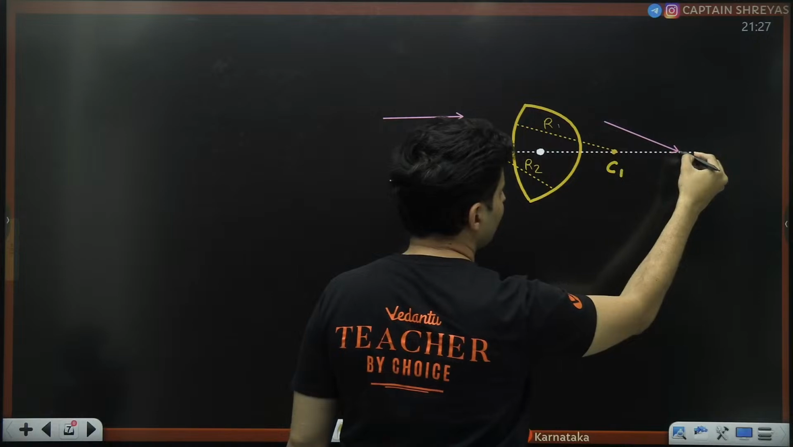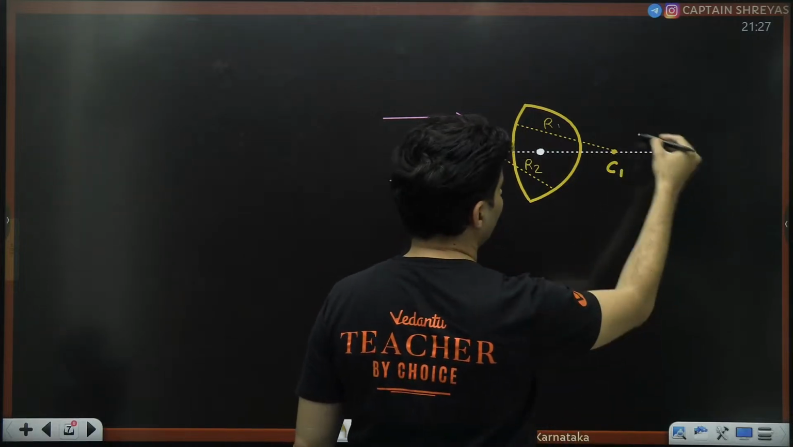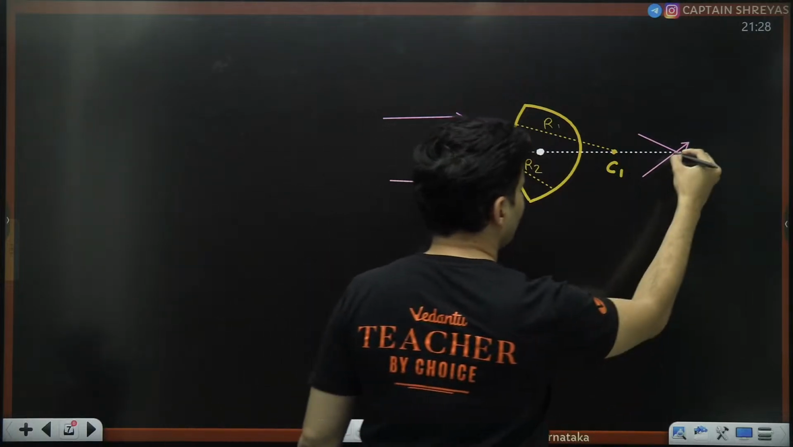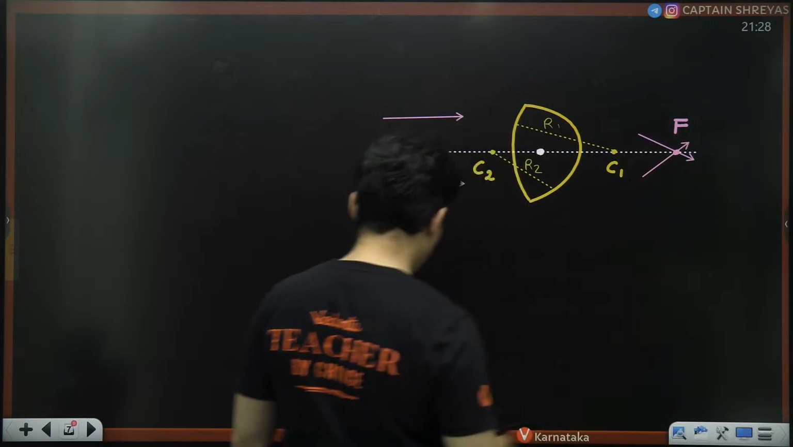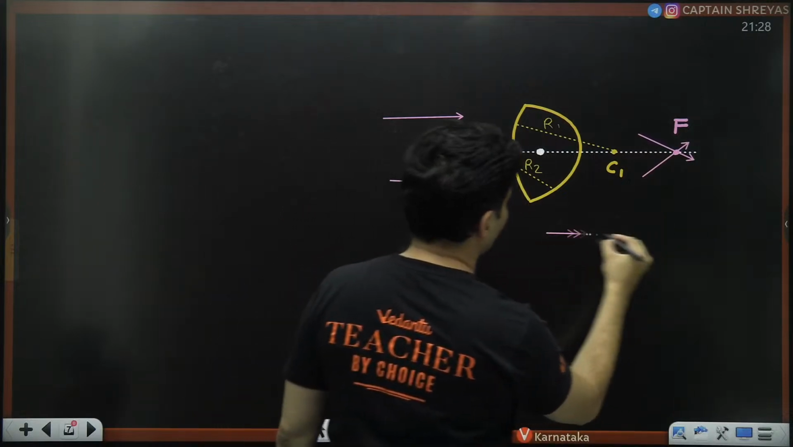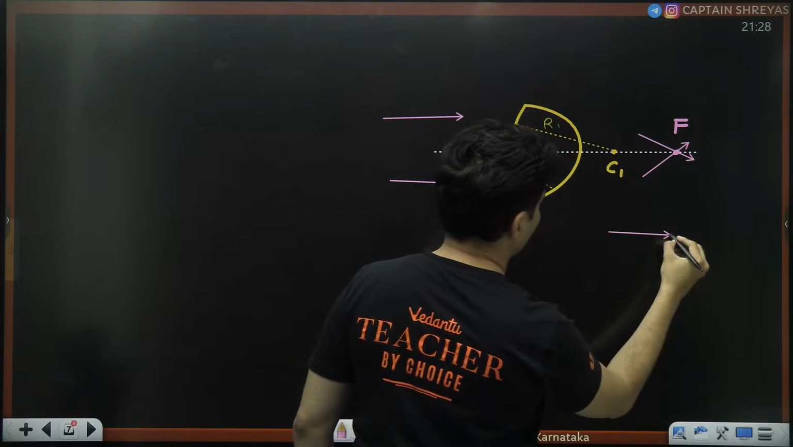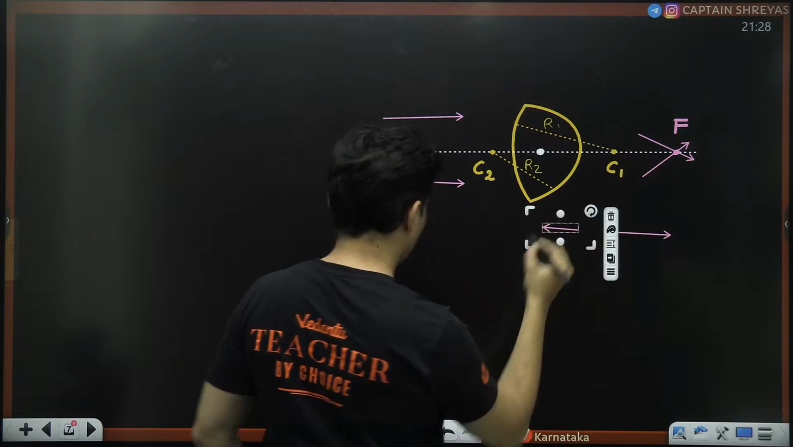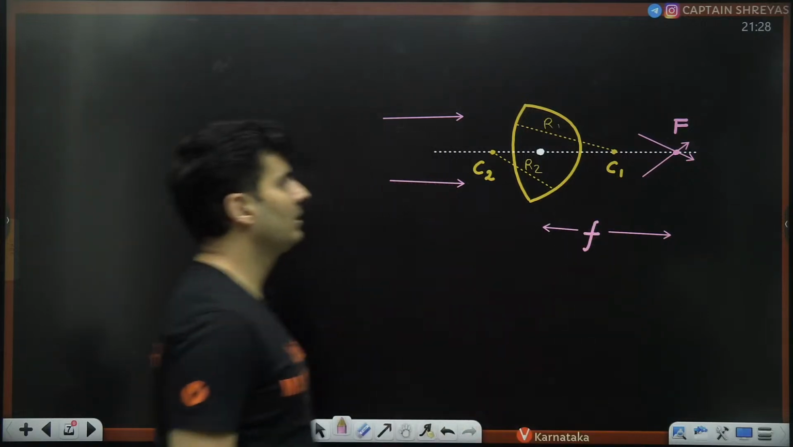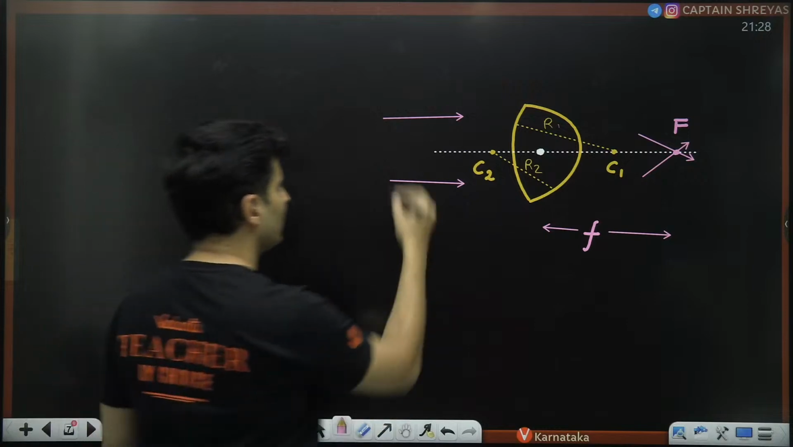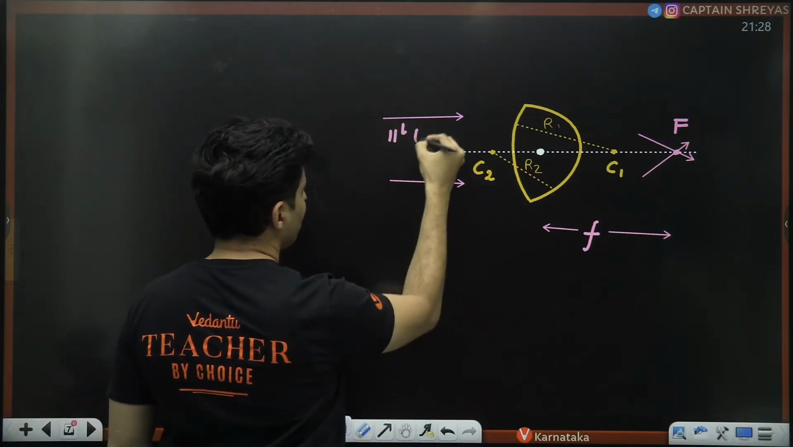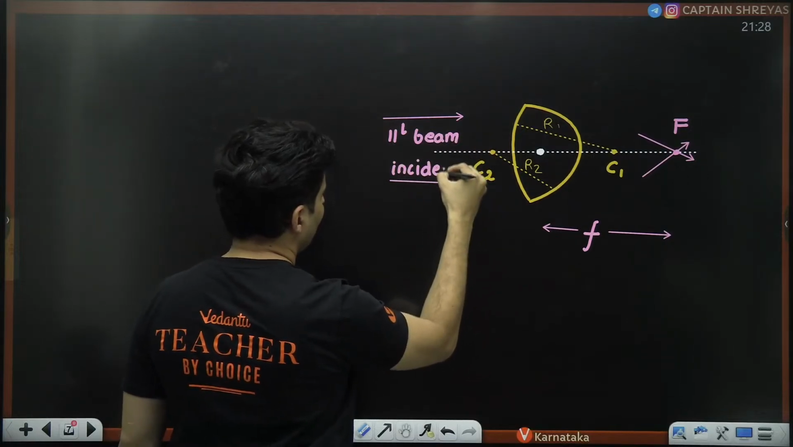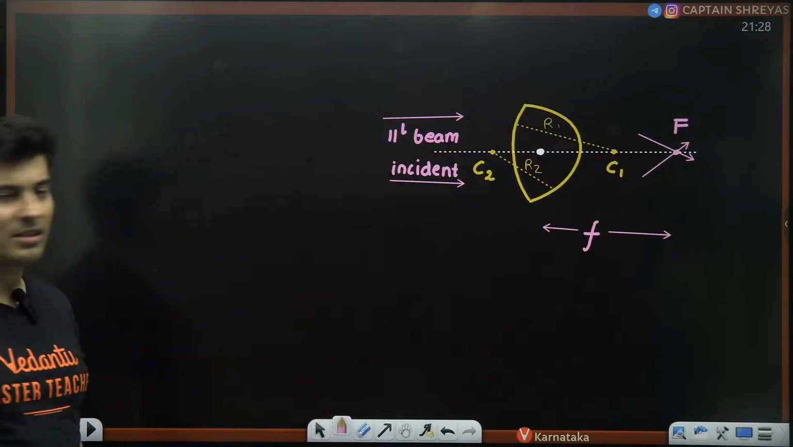Now, if the parallel beam of light is coming from here, they will end up meeting somewhere here, let's say. Okay, so this particular point becomes the focal point, and from here to here, this is obviously your focal length. This is the parallel beam which is incident. This is just to figure out where the focus will be.